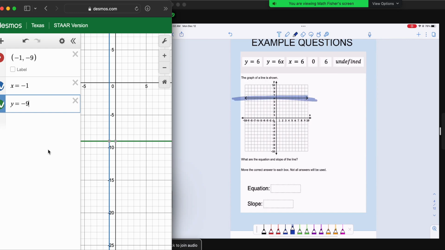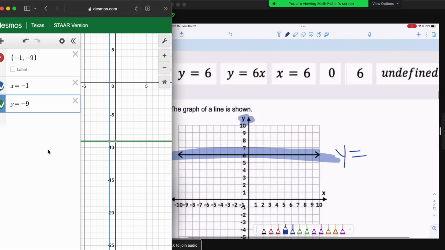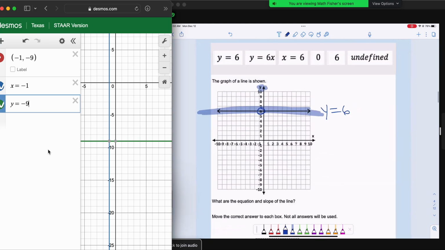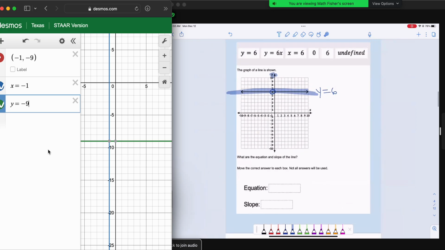Our line is going left to right and touching our y-axis. So it's going to be a y equals 6. A y equals 6 line. So if we look at our answers, we're looking for y equals 6. No x, no anything. So get rid of this one, get rid of this one. We're going to drag this box down to the equations box.